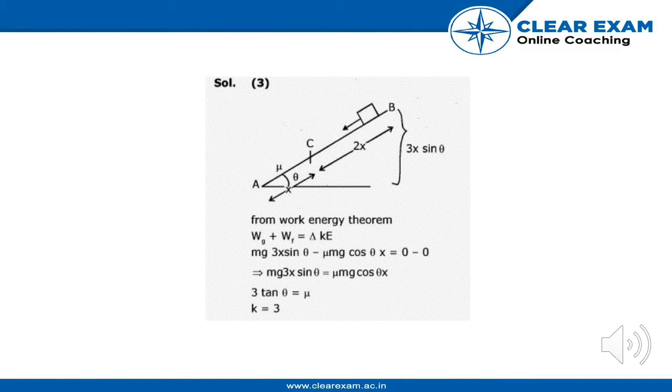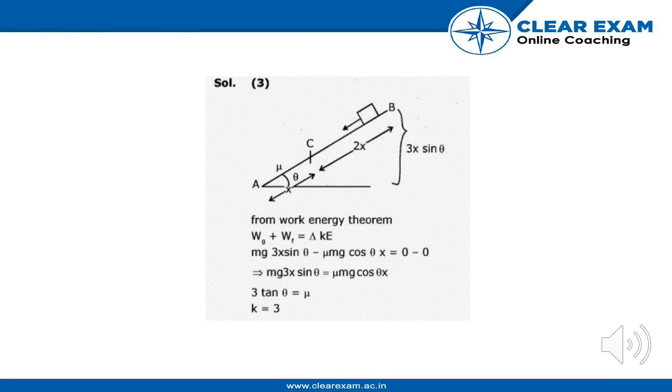Now we have the solution, that is from the work energy theorem. Wg plus Wf is equal to delta of KE: mg 3 sin theta minus mu mg cos theta x is equal to 0 minus 0.